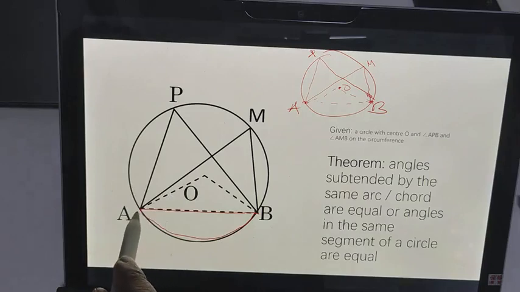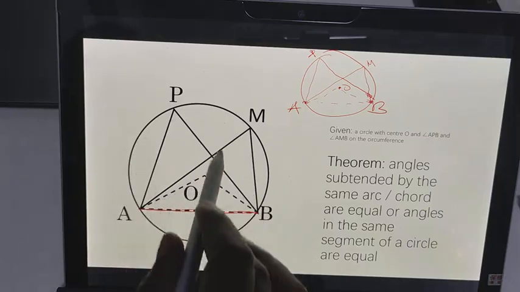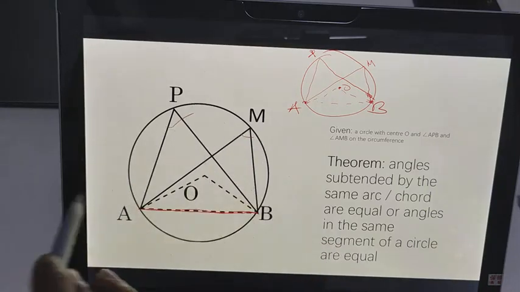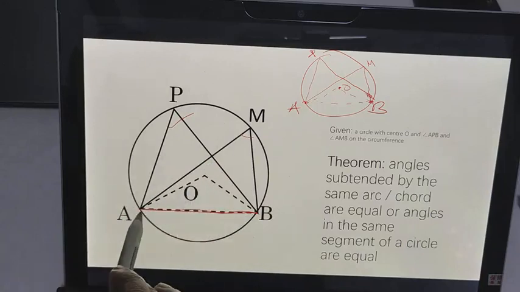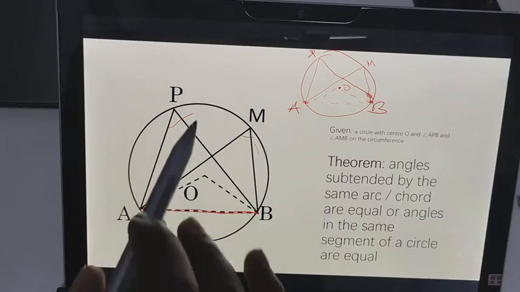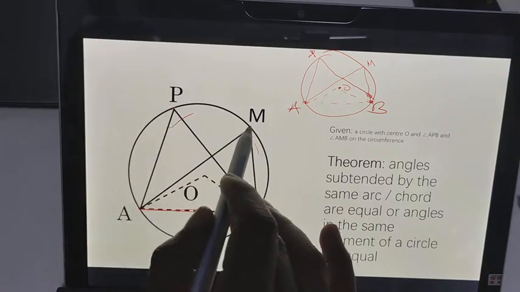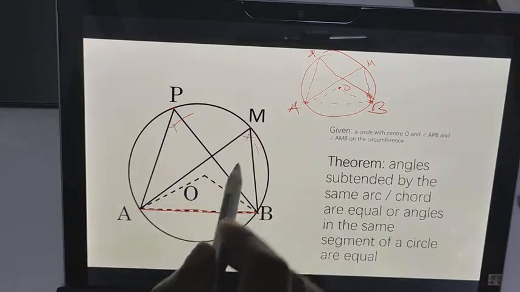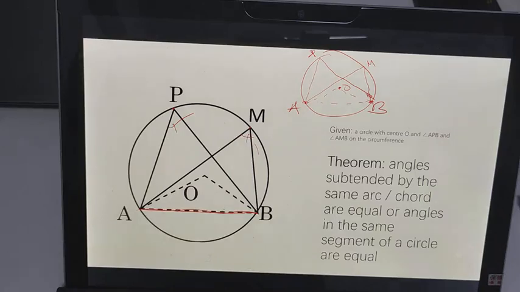We have two segments because this chord cuts the circle into two halves. We have a major segment where we have those angles, and we have a small segment. The angles found in the same major segment are supposed to be equal, and you make sure those angles touch the circumference. Those angles are equal. So what we want to do now is to show that indeed that angle and that angle are equal.